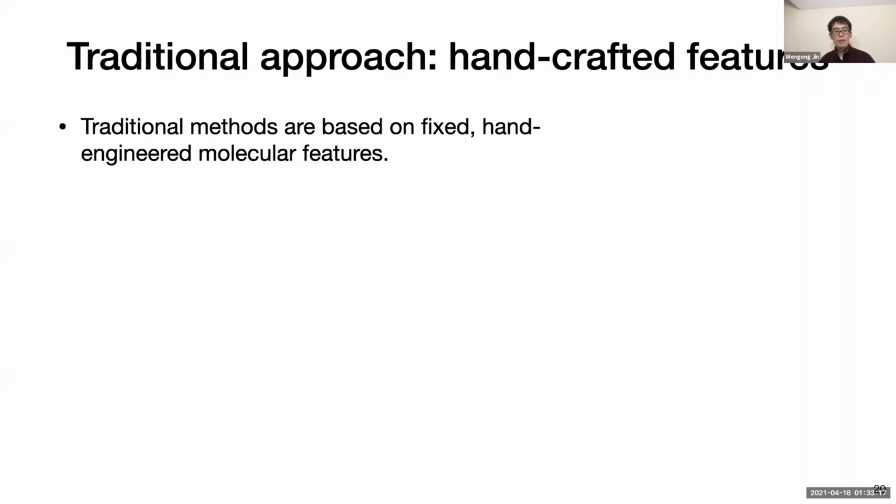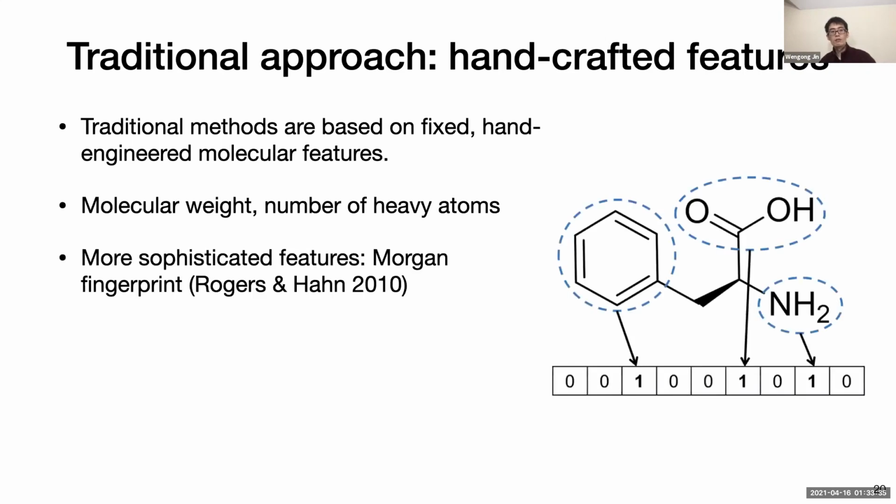Sure, sounds good. Let me first explain why we wanted to use graph neural networks. The traditional approaches in virtual screening are based on fixed, hand-designed molecular features, for example molecular weight or the number of heavy atoms. There are also more sophisticated features called Morgan fingerprints. What it does is quite simple.